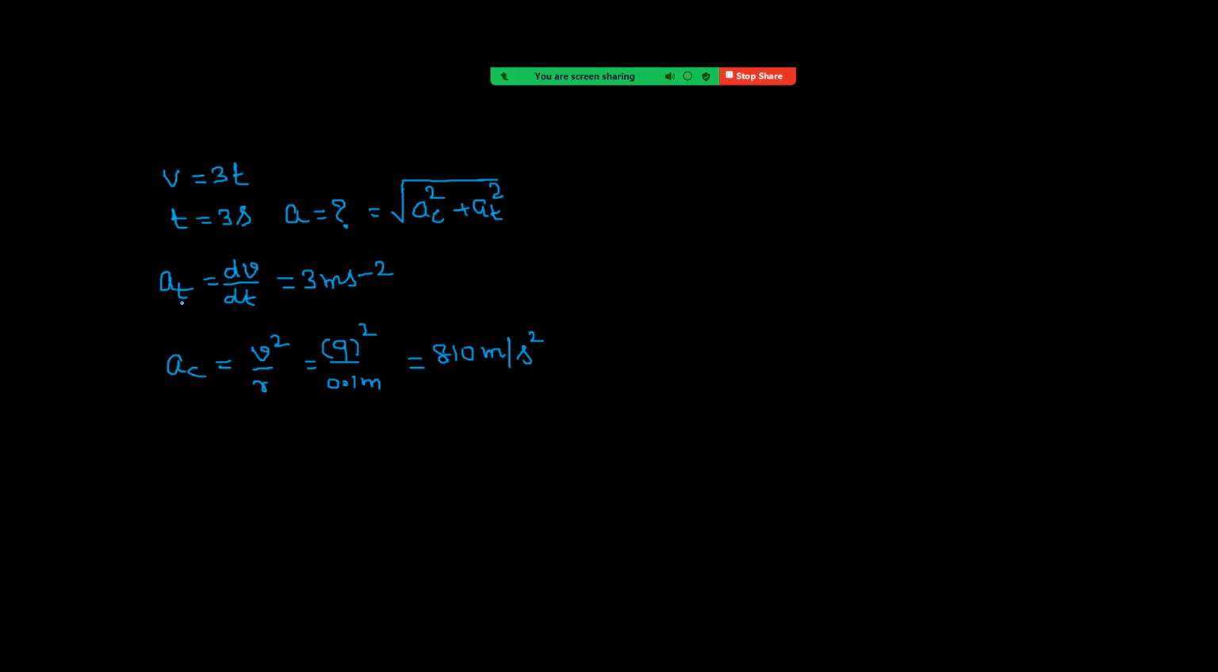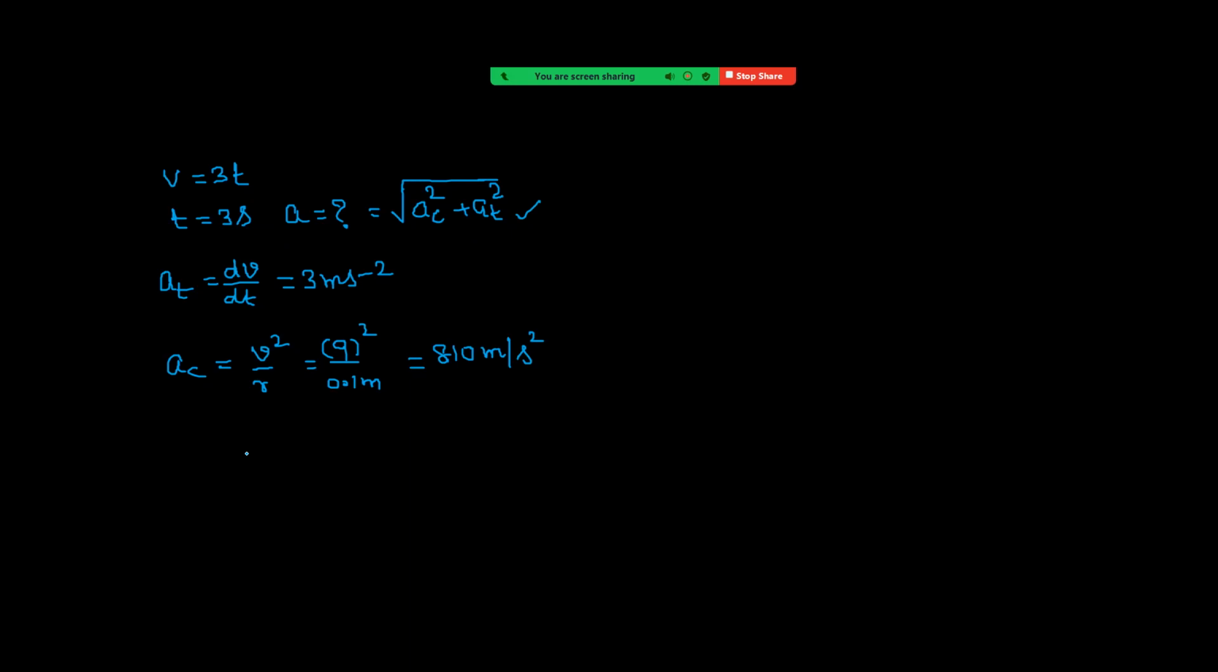So now we got the a_t value and the a_c value. The v value at 3 seconds is 9, so v square by r. Now we can take a_c square plus a_t square, and we get the value of acceleration, the modulus.